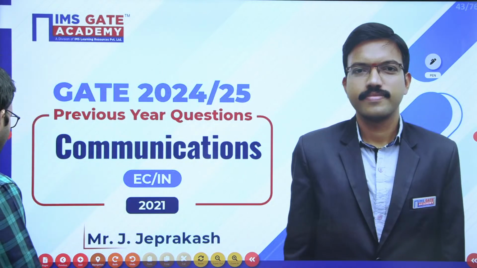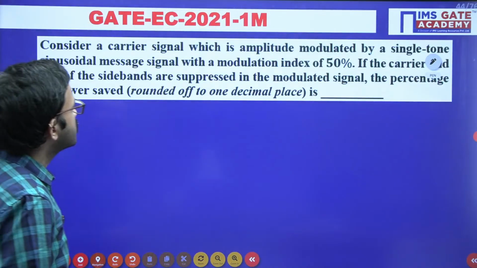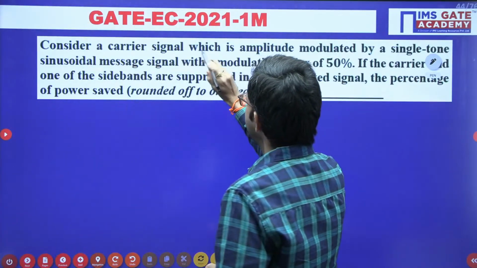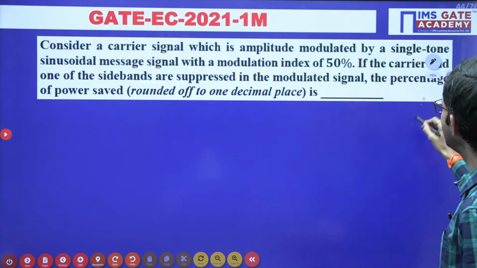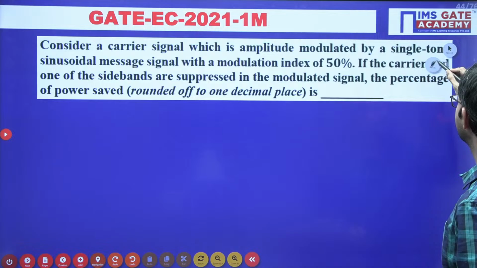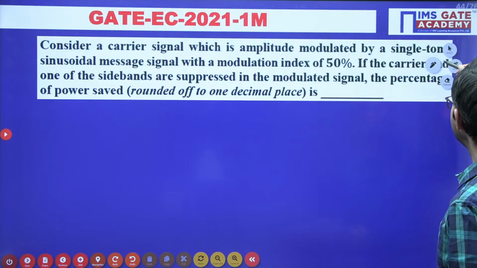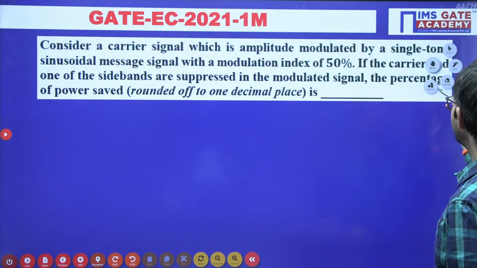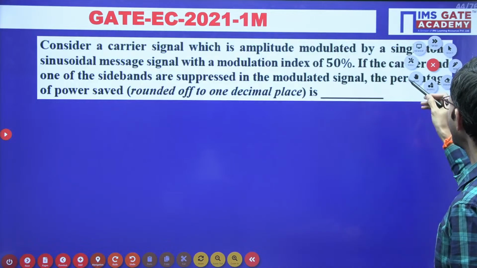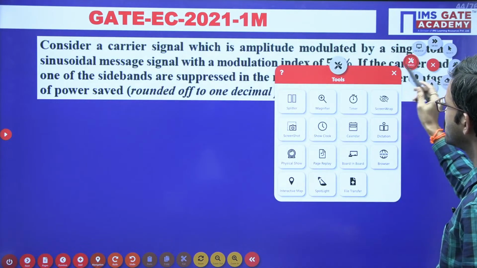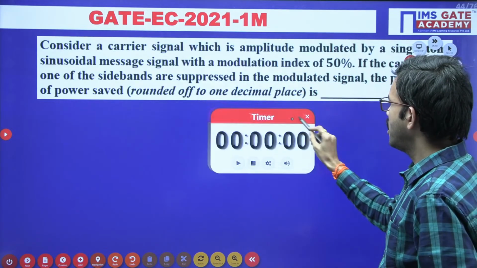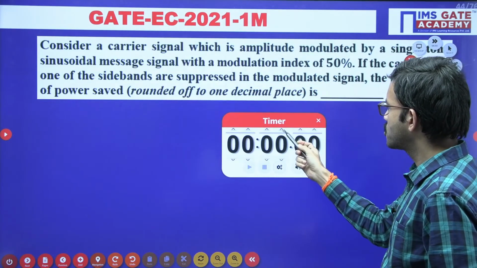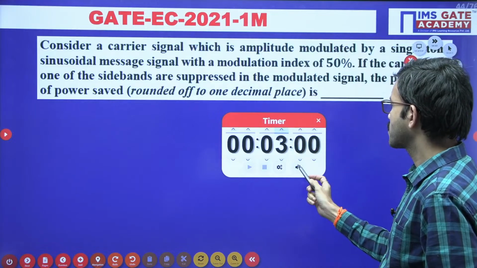So let us start. This is the first question which is asked in GATE EC 2021 for 1 mark. All of you read the question carefully and try to answer. I will give a timer for every question, 2 minutes or 3 minutes or even 1 minute, according to the level or difficulty of the question. So all of you give a try.